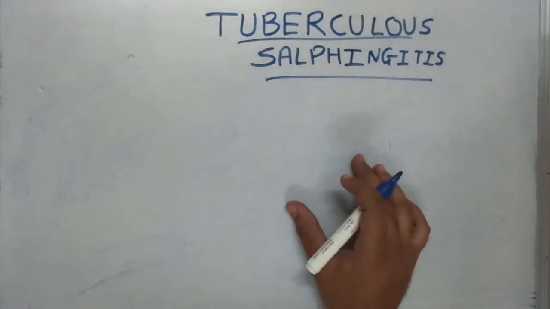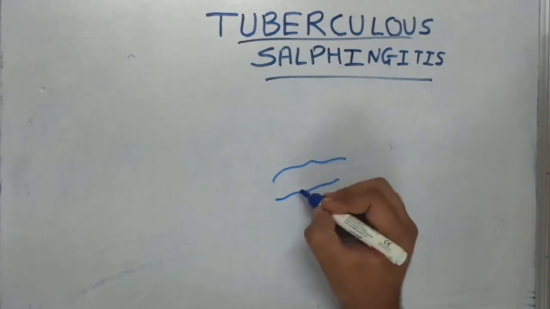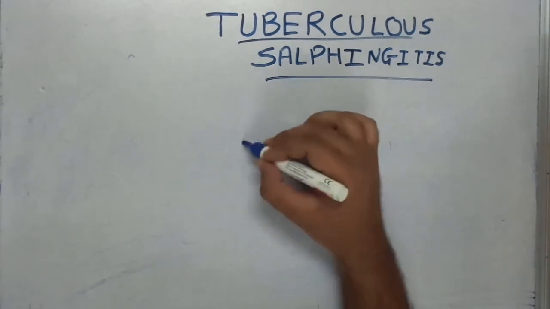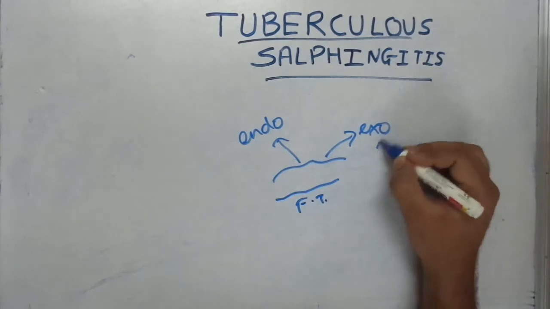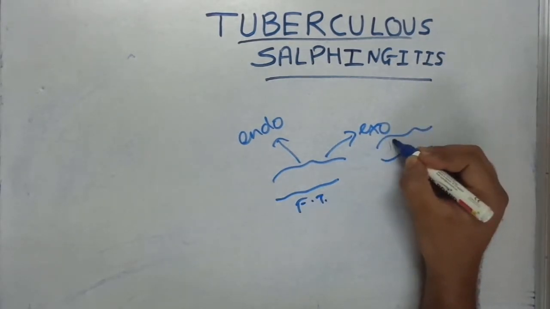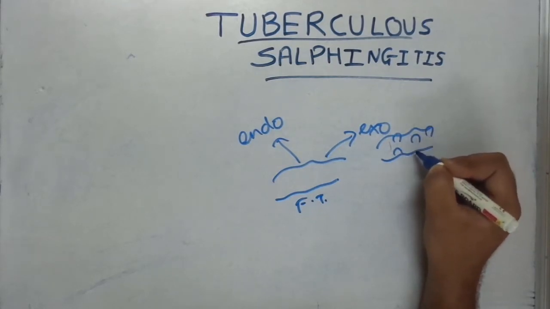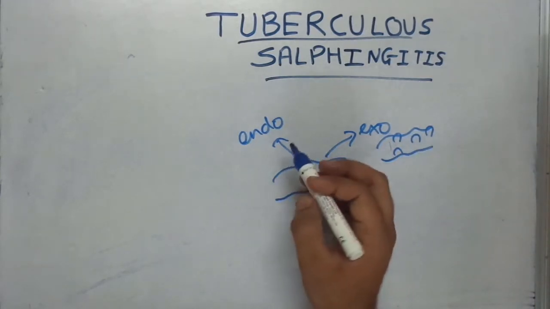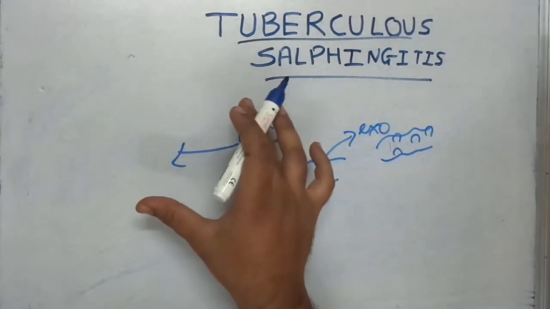As we saw, the first initial site of pelvic TB is the fallopian tube. It may manifest as endosalpingitis or exosalpingitis. In exosalpingitis, over the surface of the fallopian tube there are greyish yellow tubercles. In endosalpingitis, there is transluminal spread to the ovary and endometrium.